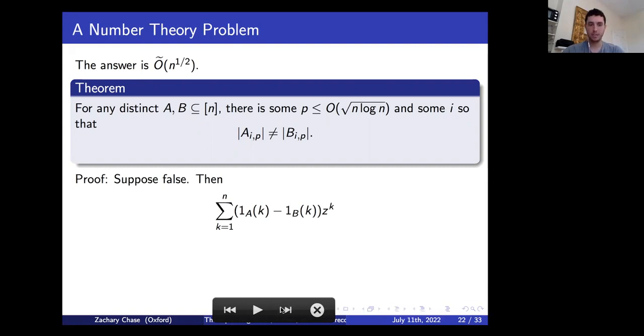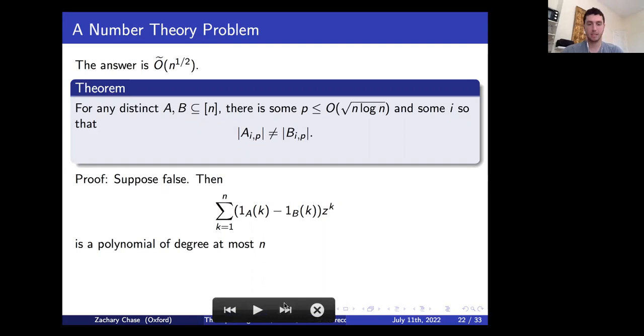I can quickly say it. Suppose that the theorem is false. Then you look at the following polynomial. You sum from k equals 1 up to n, where the coefficient is 1 if k is in A but not B, minus 1 if k is in B but not A, and 0 otherwise. Actually, this polynomial is easiest to view in the original setting. If you have two strings x and y, this polynomial is the sum of (x_k minus y_k) times z to the k.